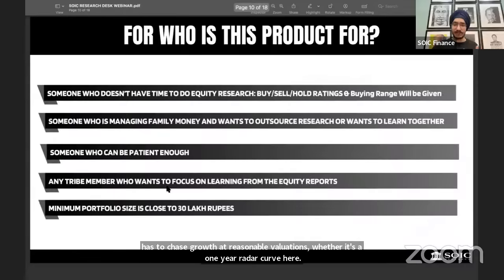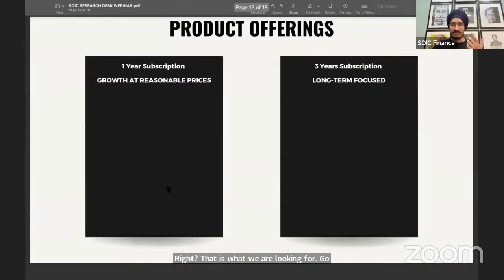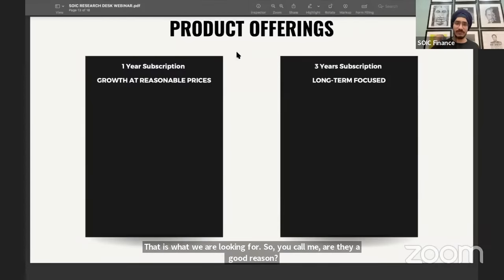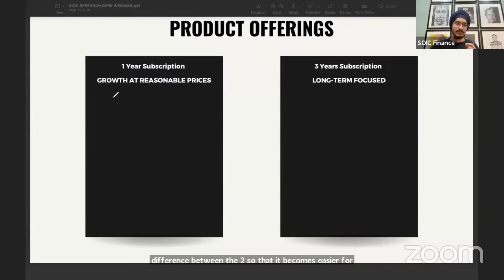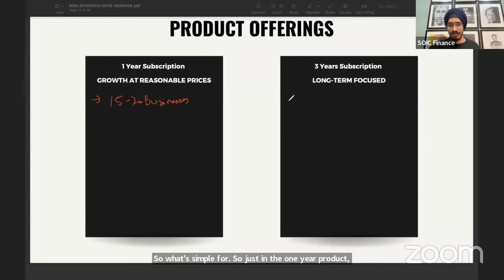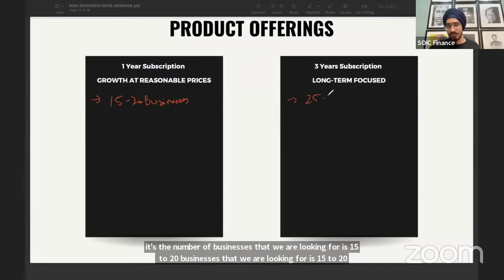तो एक और मैं आगे आपको जो रीजन है वो भी बताऊंगा, कि व्हाई आर वी लाइक व्हाट इज द डिफरेंस बिटवीन द टू, सो दैट इट बिकम्स इजियर फॉर यू, एंड ऑल्सो आई विल जस्ट इंट्रोड्यूस यू टू द प्राइसिंग एज वेल. So बहुत simple phenomenon है. So just in the 1 year product, the number of businesses that we are looking for is 15 to 20 businesses. Here we are focused more towards 25 to 30 businesses.